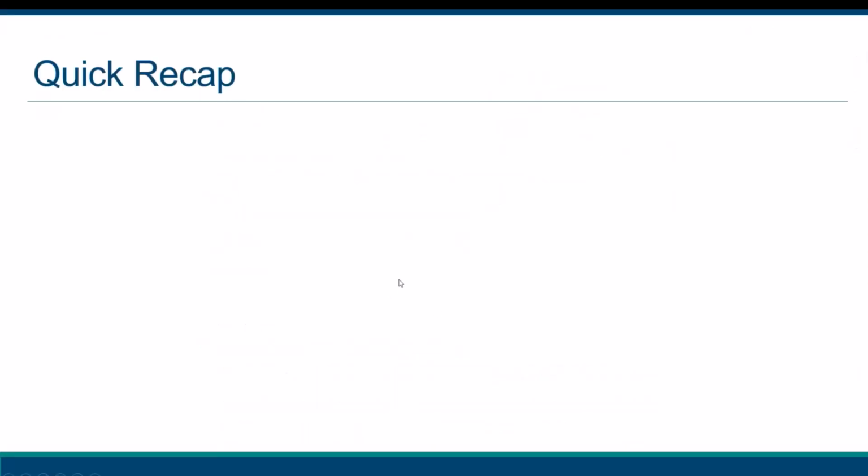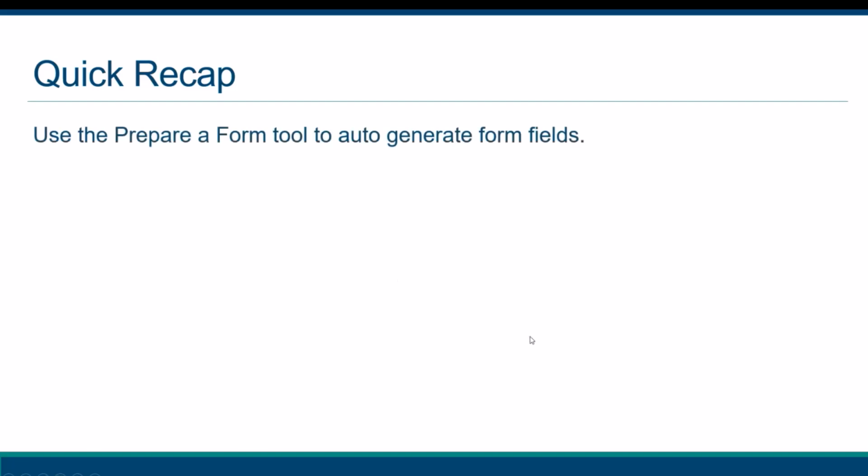So a quick recap. You want to use the prepare a form tool to auto-generate the form fields. You want to delete and manually add any needed form fields. Do check the ones that it auto-generated because as you saw, it does its best to figure them out, but one, it will miss some, and two, it could get them wrong. So you want to always double check that and add them in. And it's always easier to add all the fields in first and then do your editing afterwards.